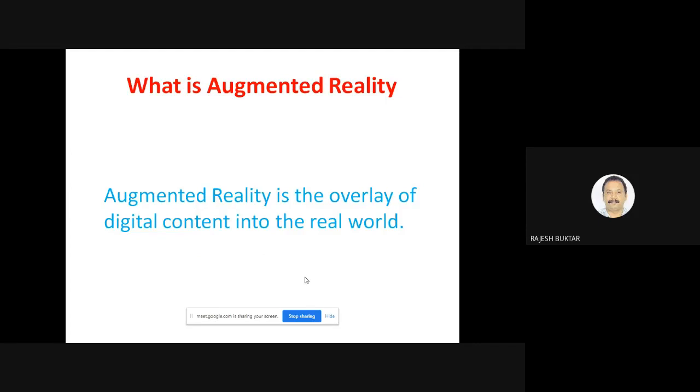So I've given you the background, and now you might have already understood what augmented reality is. Augmented reality is nothing but the overlay of digital content onto the real world. A layer of digital content is overlaid on your smart mobile phone.